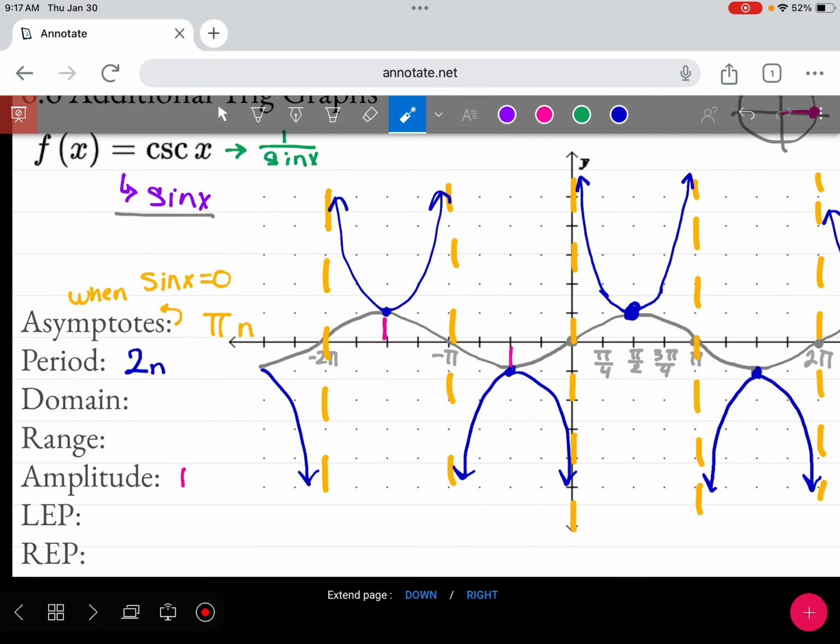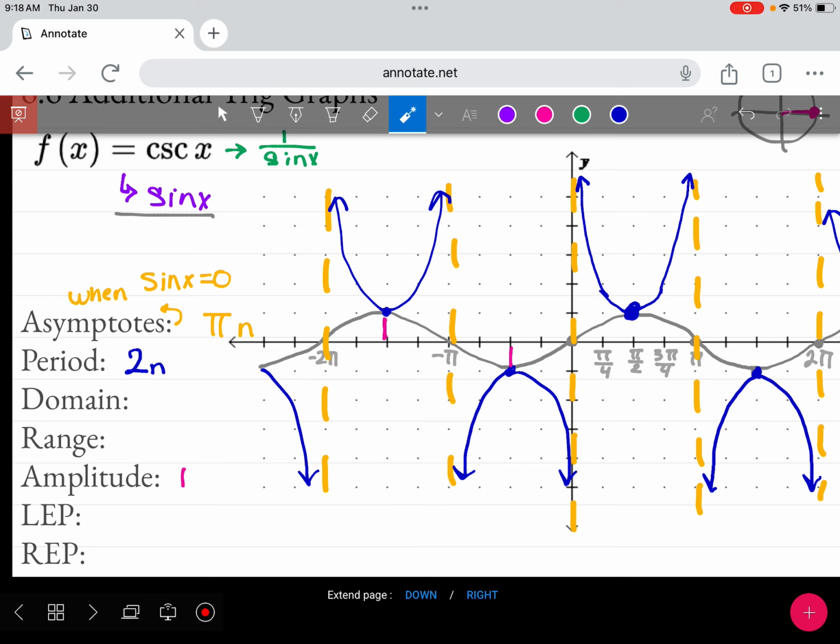This is true in both secant and cosecant. In fact, secant is the exact same process as what we're doing with cosecant, just based off of cosine instead of sine. The exact same process.